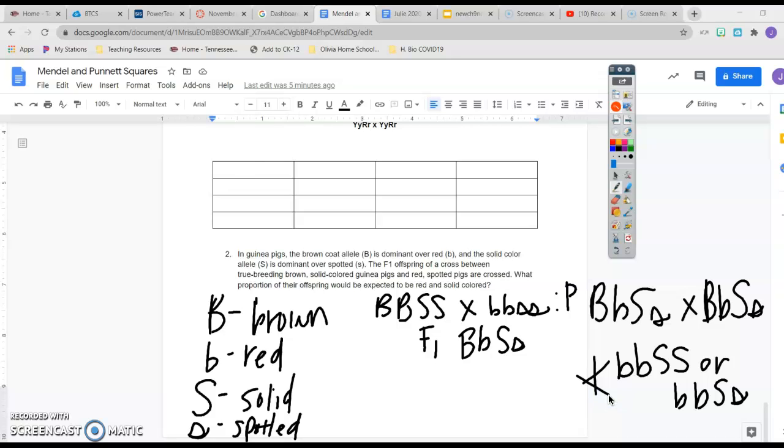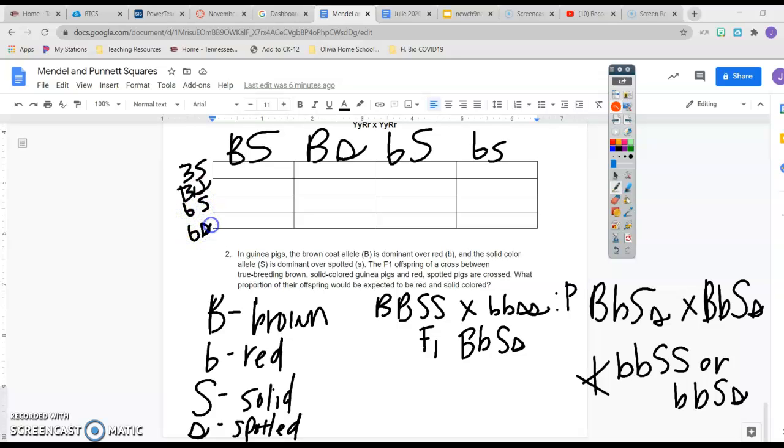So I would have big B, big S, big B, little s, little b, big S, little b, little s, and the same thing going down the side, although this is kind of hard to do with this pen. All right, and so we will be looking for either this combination of alleles or this combination of alleles.